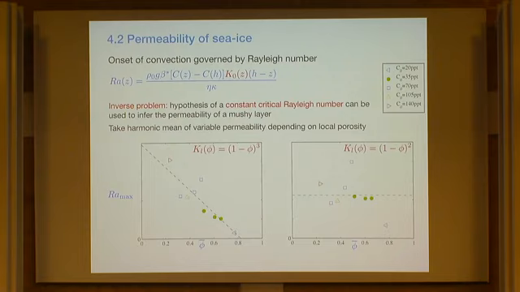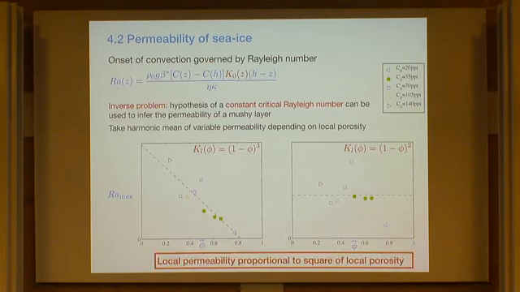If I plot it using a local permeability which is quadratic in the liquid fraction, then maybe it's a little bit more believable that this could be a straight line, at least for the sea ice case. So I think this provides some evidence that the appropriate thing to do is to take a local permeability which depends on the square of the local porosity. I think Jerome is trying to do some experiments to investigate the permeability of sea ice. So I hope there'll be some more direct evidence for this hypothesis in due course.